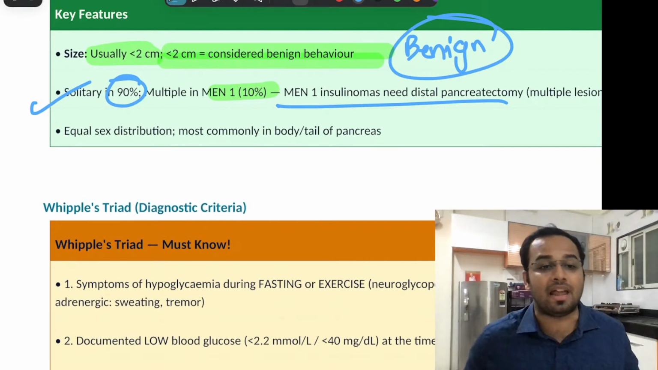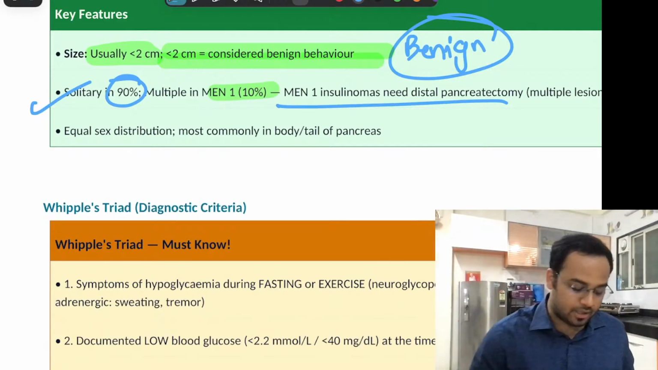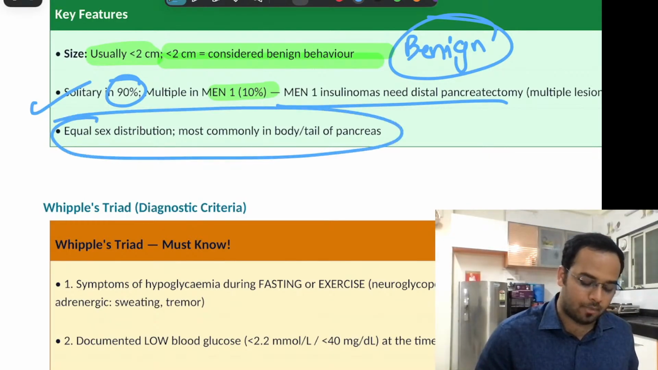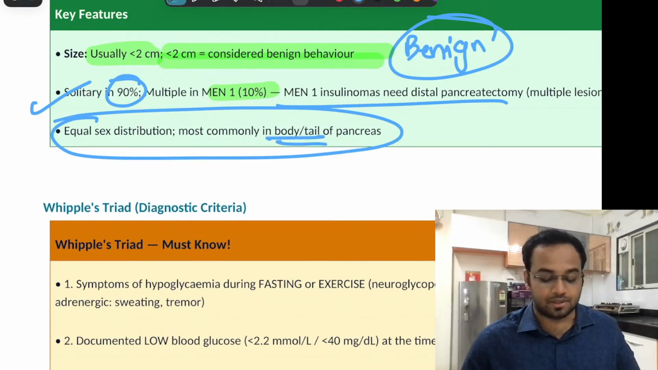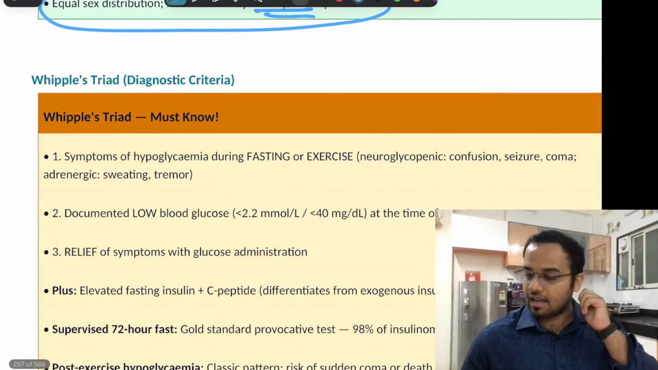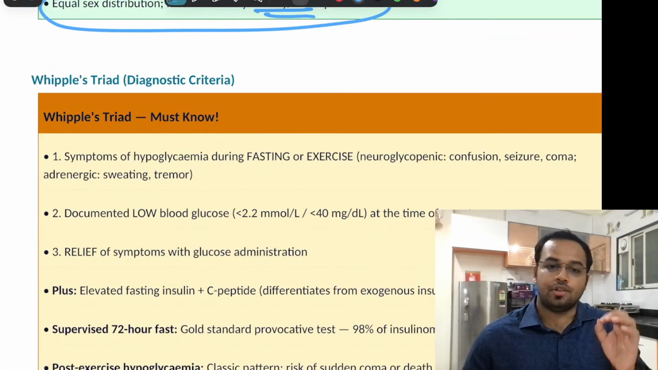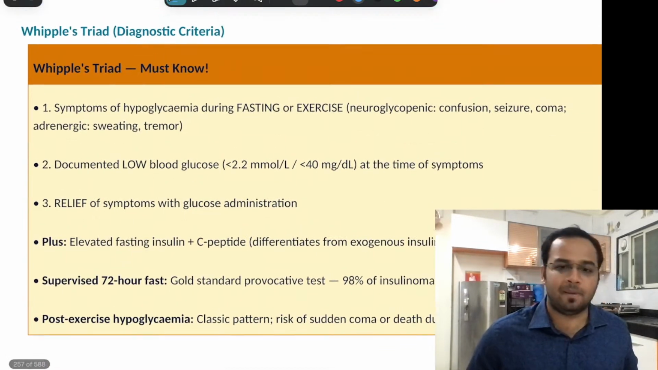So I'm going to tell you how to manage this patient. There are a few facts about it: an equal sex distribution, and it is most commonly seen in the body and tail of the pancreas. So I know all these things. I hope this is very much clear. Now we are going to talk about Whipple's triad. Whipple's triad is very basic.